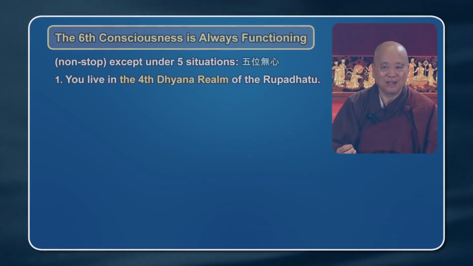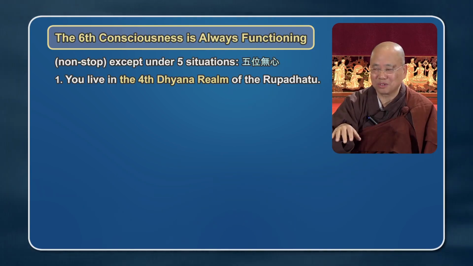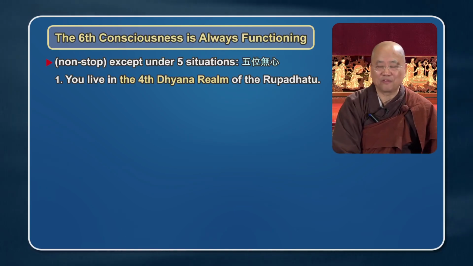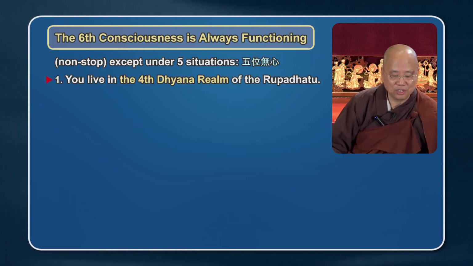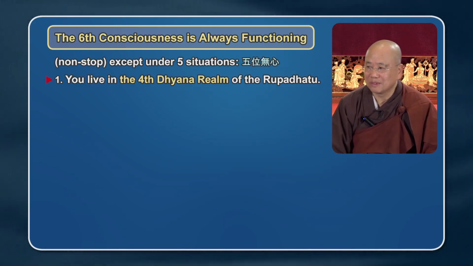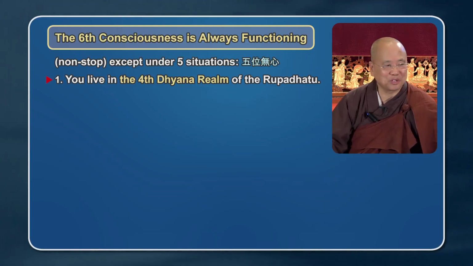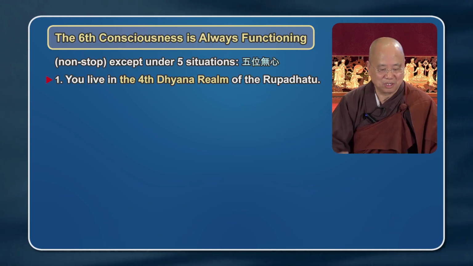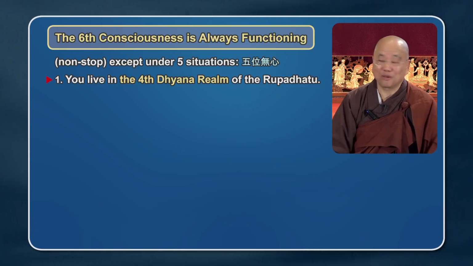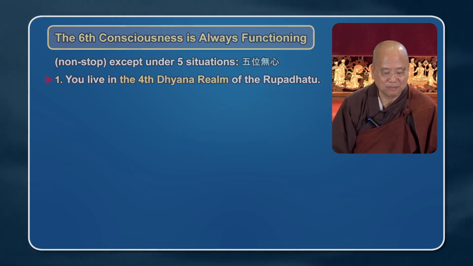And after this, I think more or less the sixth consciousness we already have covered. The sixth consciousness is always functioning non-stop except under five situations. The first situation is, if you live in the four dhyana realm of Rupadhatu, I don't know how many people will understand this first situation. If this is the first time, you don't know what I'm talking about. What is the fourth dhyana realm? What is Rupadhatu? For those who've been here for a while, of course, you understand it, but let's just go through it.